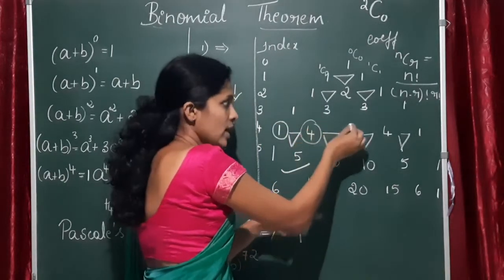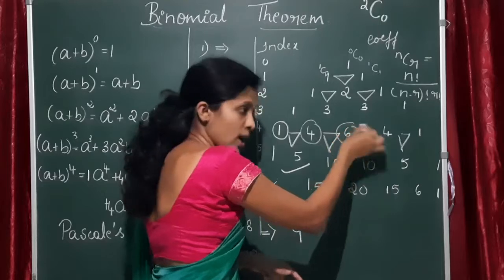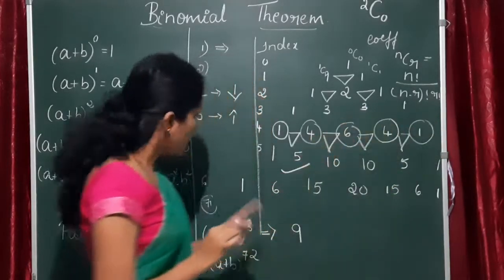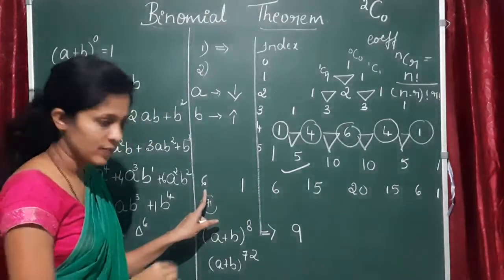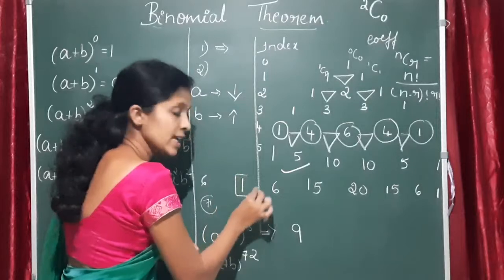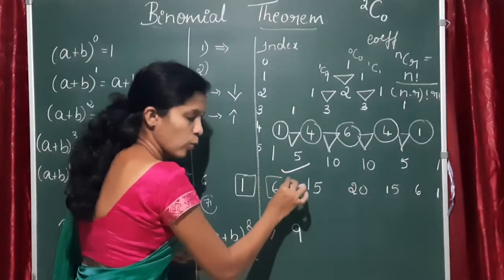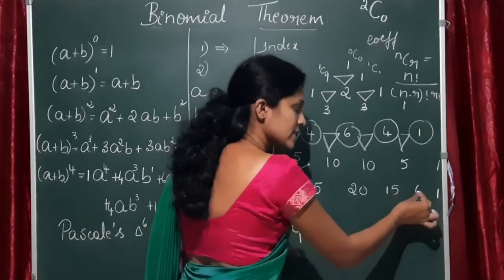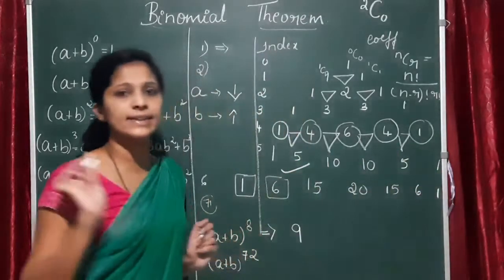You can check the value. This is 4C2 and this will be 4C3 and this will be 4C4. Now, here the index is 6. So, what I have to do? I have to start with the 6. It will be 6C0, 6C1, 6C2, 6C3, 6C4, 6C5, 6C6. Like that we can write.